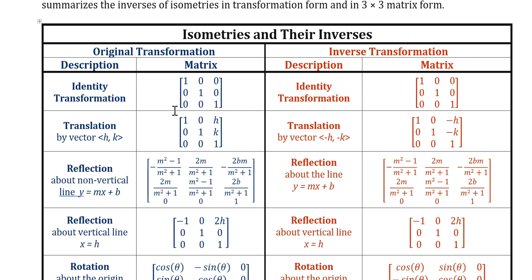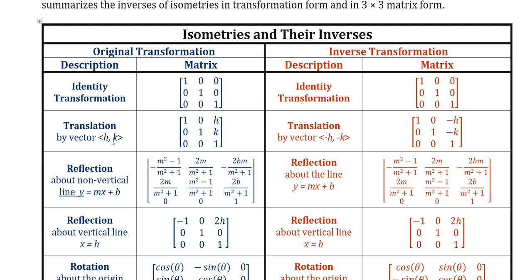So on the left in the blue, first two columns, we have the original transformation, its description as a transformation and the matrix for it. And then in red on the right, we have the inverse transformation, its description as a transformation and the matrix for that. Well, the identity is its own inverse. So easy enough there. And it is this matrix with ones down the diagonal, zero everywhere else.